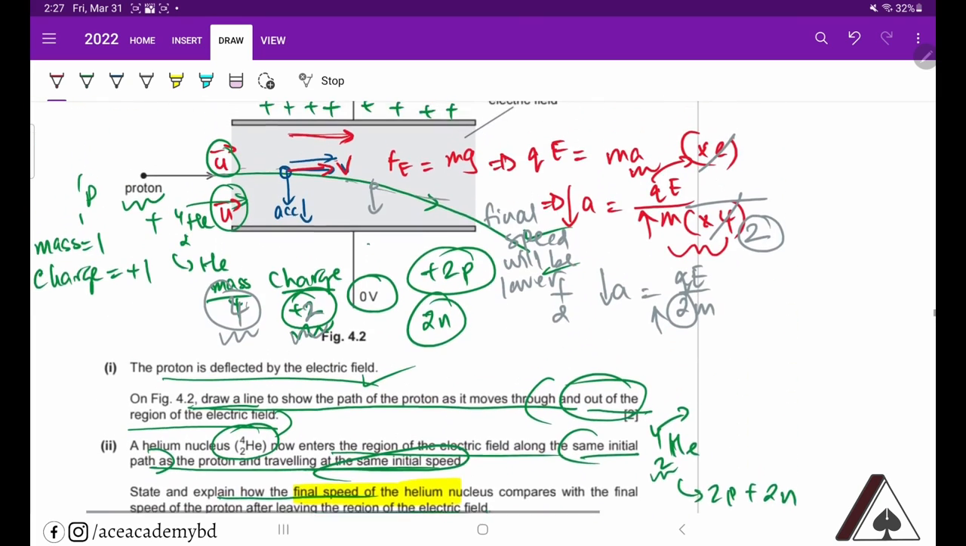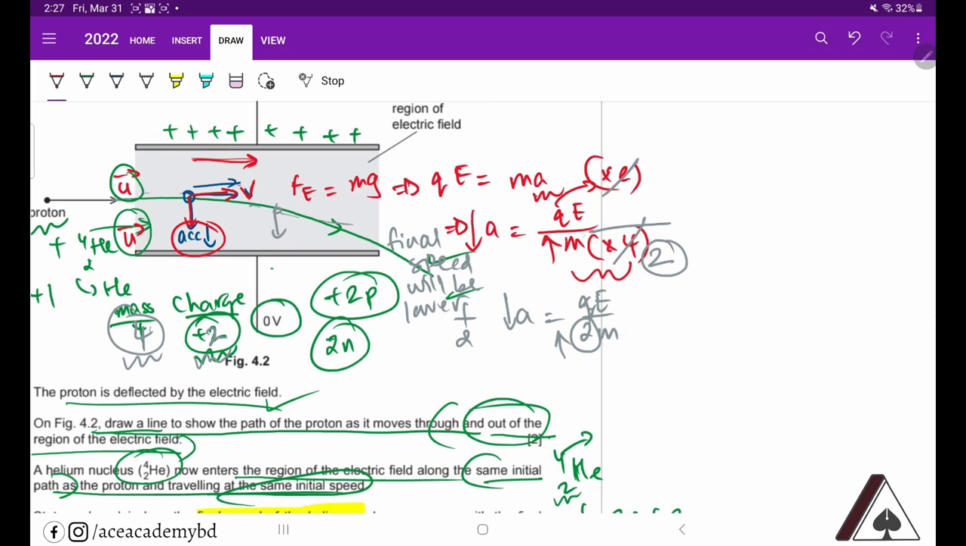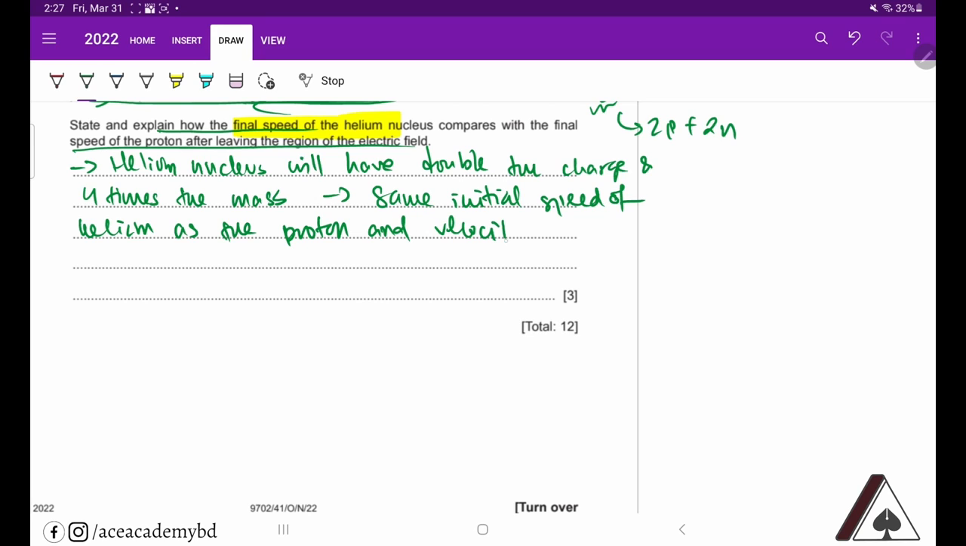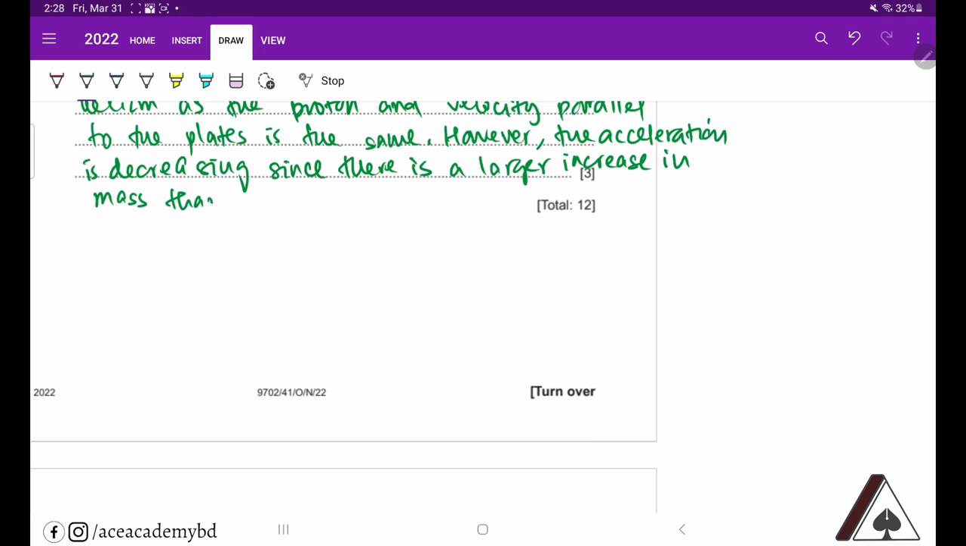Now let's look at the parallel component of the velocity. This is the same. However, the acceleration is going downward, and this acceleration is decreasing because the mass is 4 times. So overall, it is the effect of mass which it is experiencing. Since the initial velocity is the same, we can also say the velocity parallel to the plates is the same. However, the acceleration decreases since there is a larger increase in mass than charge.